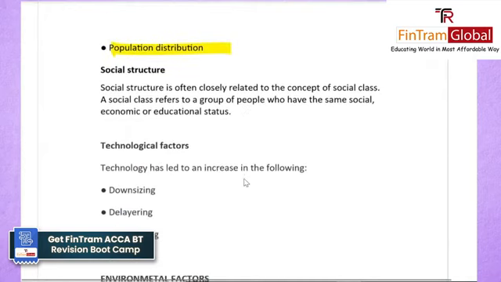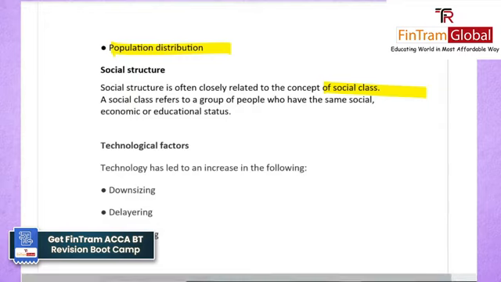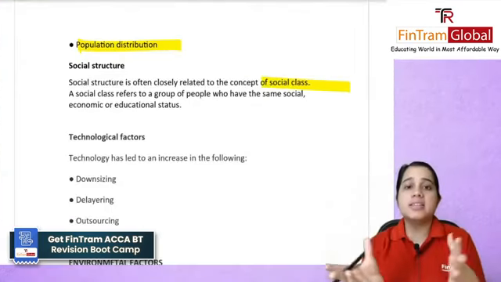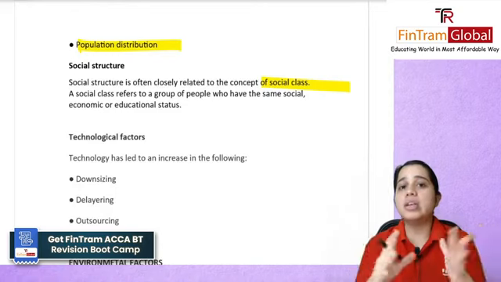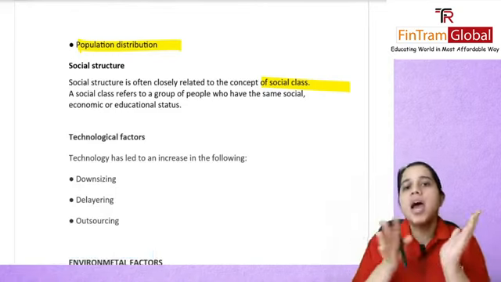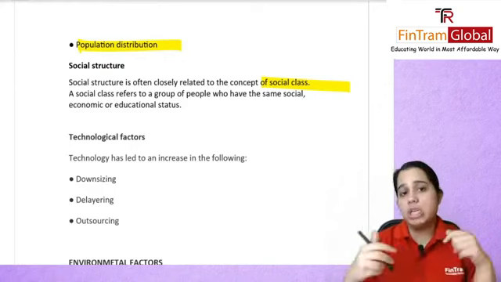Then you have your social structure, which is related to the concept of social class. It refers to a group of people who have the same social or educational status, right? So they will probably be grouped together in a social class. If we, let's say, have done similar degrees or have the same background, then we are in a different social class as opposed to someone who is probably not that educated.